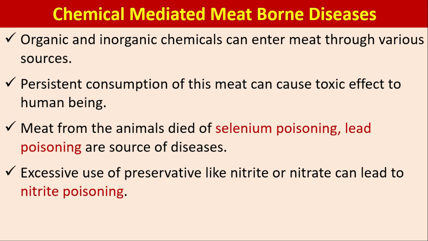Chemical-mediated meat-borne diseases. Organic and inorganic chemicals can enter meat through various sources. Persistent consumption of this meat can cause toxic effects to human beings. Meat from animals that died of selenium poisoning or lead poisoning is a source of disease. Excessive use of preservatives like nitrate or nitrite can lead to nitrate poisoning.